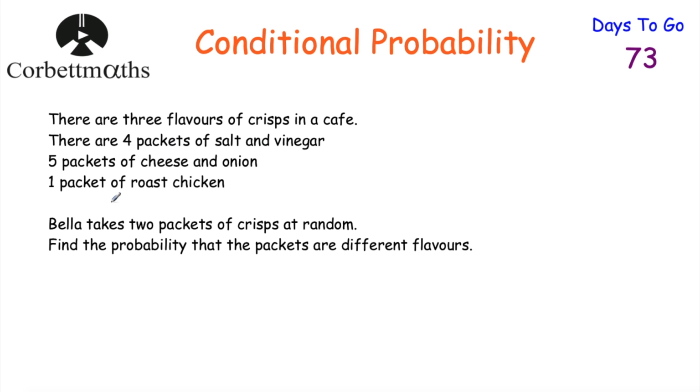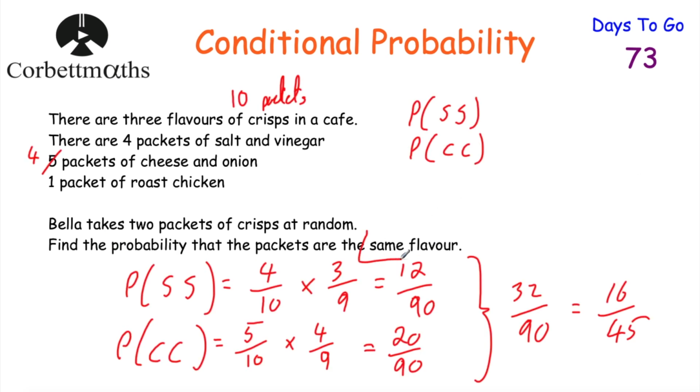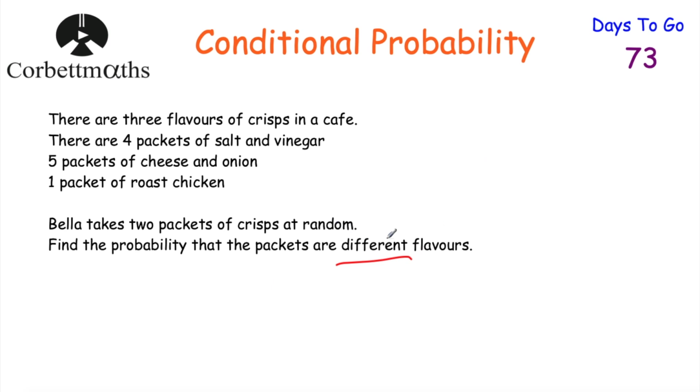Okay, so we've got the same information again. So there's still 4 packets of salt and vinegar, 5 packets of cheese and onion, and 1 packet of roast chicken. And Bella's still taking 2 packets at random from the shelf in the cafe, without replacement. And the question says, find the probability that the packets are now different flavours. So instead of being the same flavour, we're now being asked to find the probability that they're different flavours.